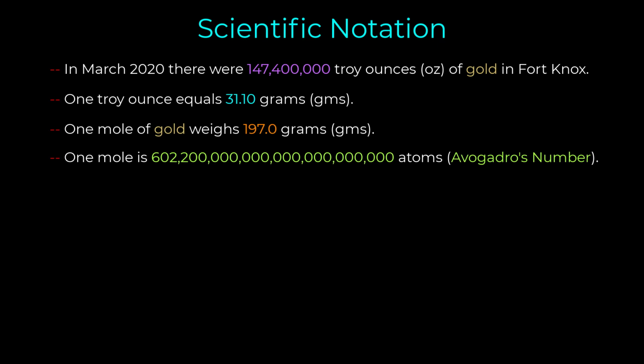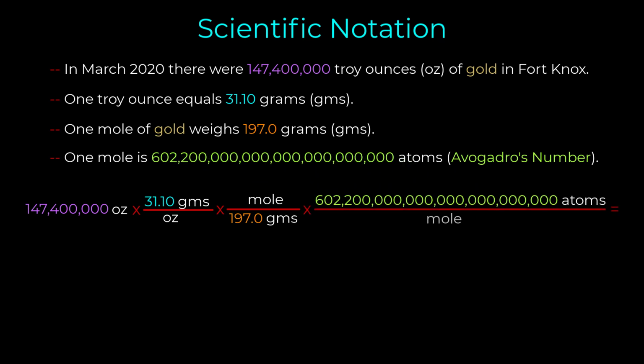The amount of gold in Fort Knox is measured in troy ounces. The weight of a mole of gold is in grams, so we need an expression which converts troy ounces to grams. Here it is. The gram molecular weight of gold allows me to convert grams of gold to moles of gold. The total number of gold atoms is found by multiplying the number of moles by the number of atoms per mole, that is, Avogadro's number.